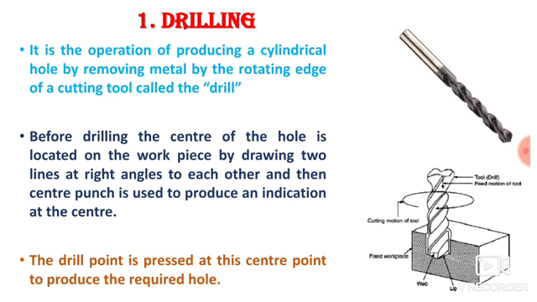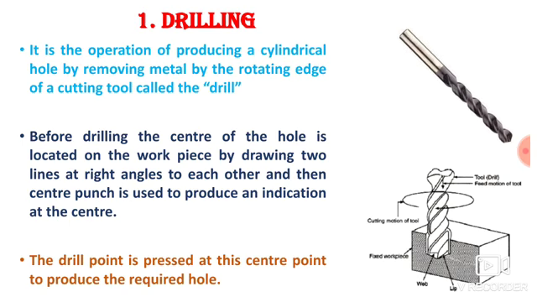Now, before the drilling process, what is done? First, you have to complete the marking process. How is marking done? You have to draw two different lines which are perpendicular to each other, and the intersection will give the location for the drilling. Then a center punch is used to produce an indication at the center. After marking, the next process is known as punching, and for the punching process a center punch is used.